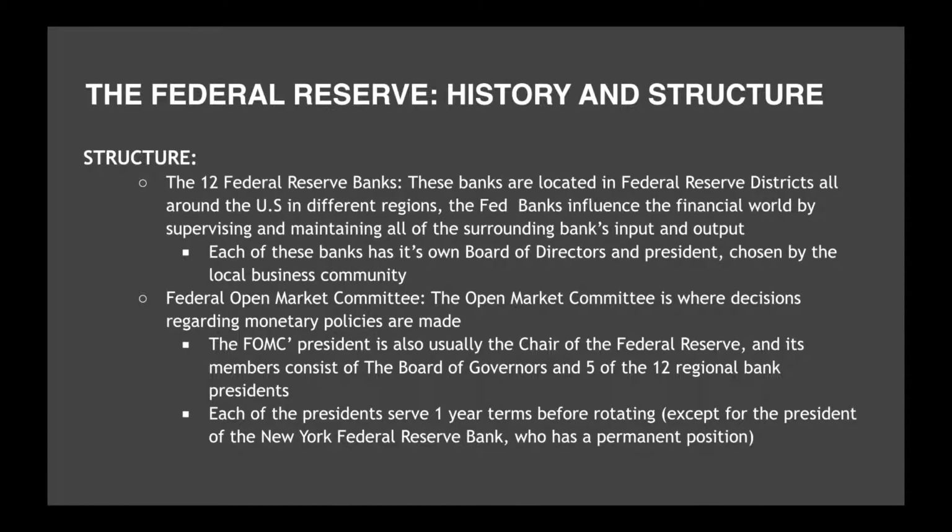The Federal Open Market Committee. The Open Market Committee is where decisions regarding monetary policy are made. The FOMC's president is usually the chair of the Federal Reserve, and its members consist of the Board of Governors and 5 of the 12 regional bank presidents. Each of the presidents serves 1-year terms before rotating, the exception being the president of the New York Federal Reserve Bank, which is a permanent position.